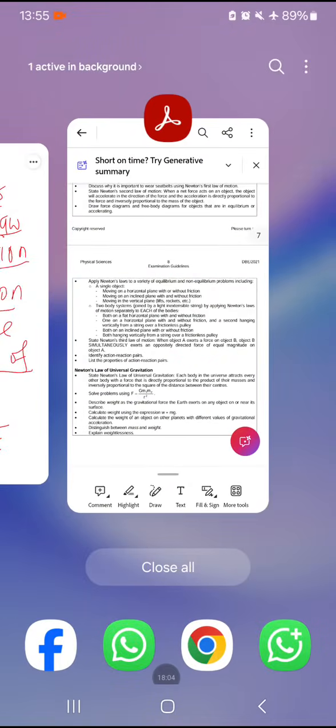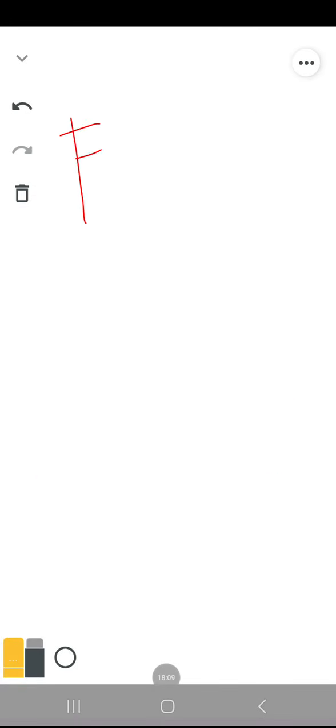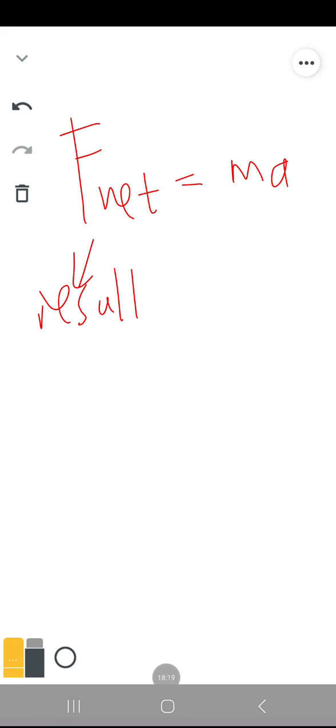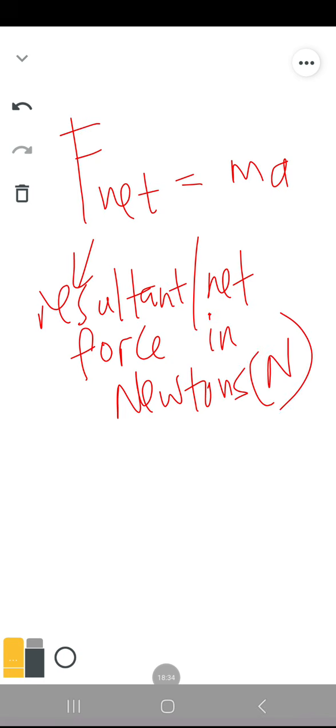The formula for Newton's second law says F net is equal to mass times acceleration. You need to know that F net is your net force, or they call it a resultant. Remember, it's measured in newtons. Newtons is the SI unit of force, and you can write it as capital letter N. Then remember, M is the mass of the object.